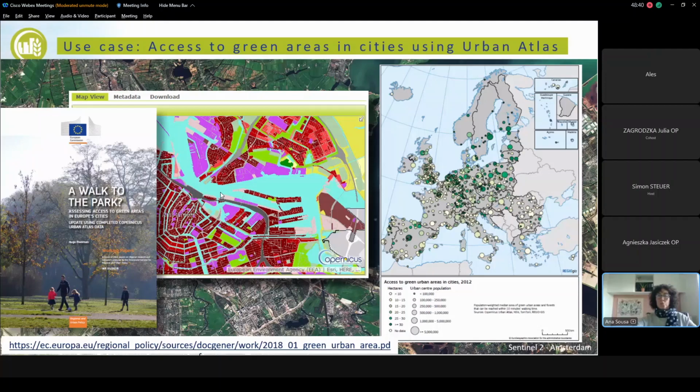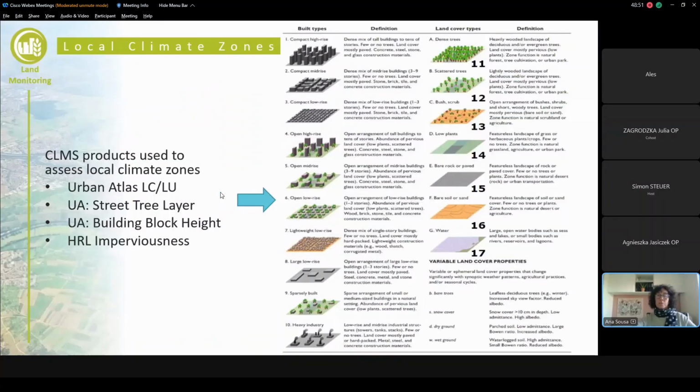Now, one other example of the use of Urban Atlas is the derivation of local climate zones. And this classification system, the local climate zones, distinguishes 17 different classes divided by built types, as you can see on the left side in the image: compact, open, low-rise, mid-rise, etc. And on the right side, land cover types: dense trees, scattered trees, water, bare soil, etc. And we can derive local climate zones by combining several CLMS datasets: the Urban Atlas on land cover and land use, the street tree layer, building block height, and imperviousness.